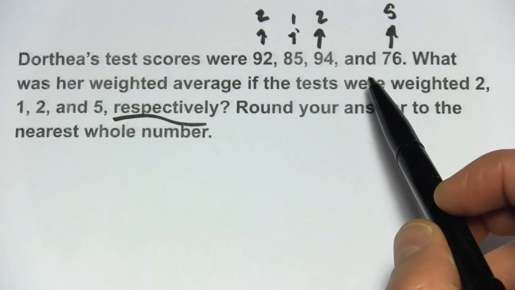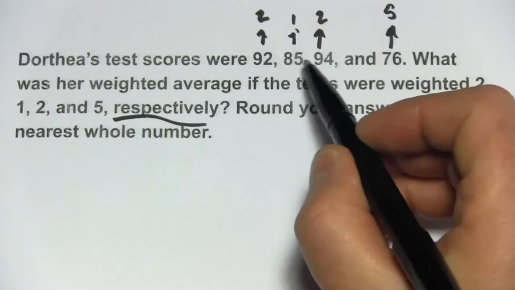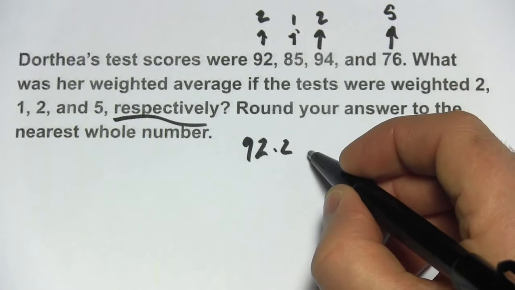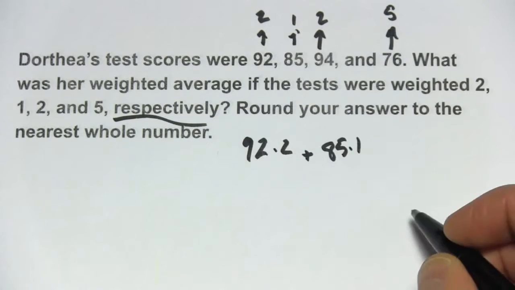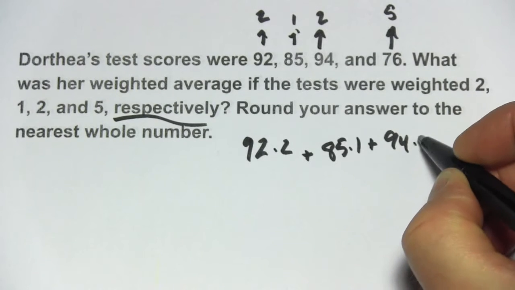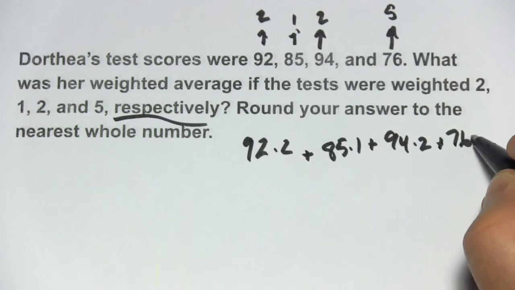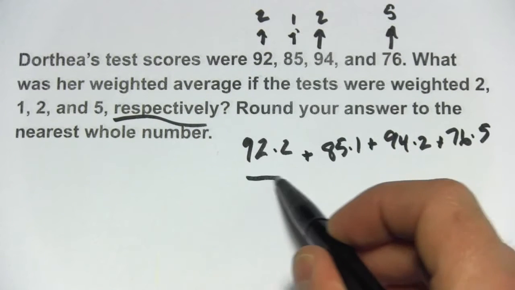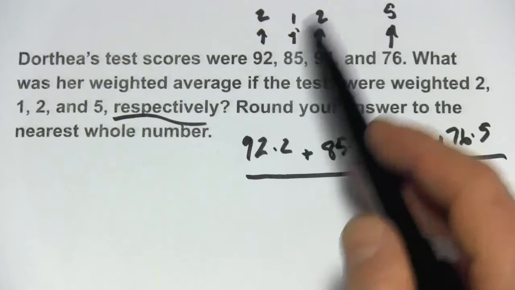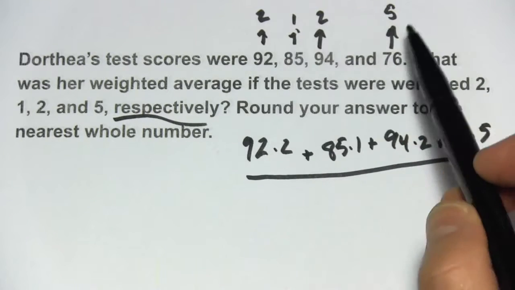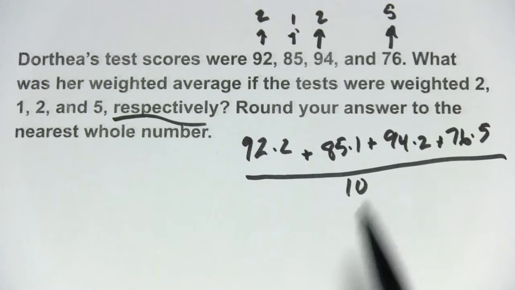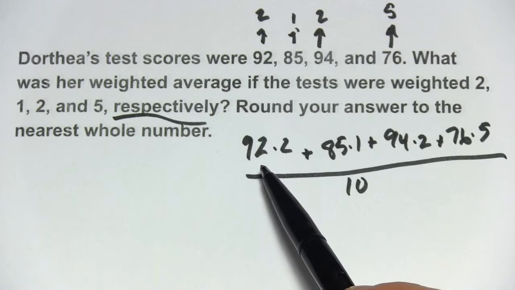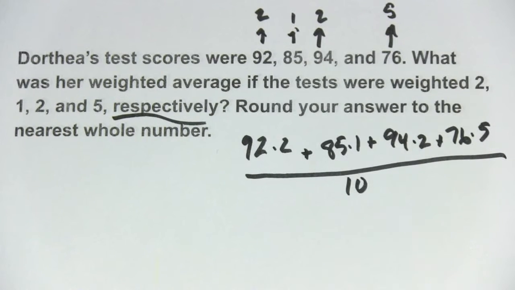Now, the way you calculate a weighted average is you multiply each of the tests by the weight. So 92 times 2, we're going to add all these together. 85 times 1, plus 94 times 2, plus 76 times 5. And then with an average, usually you add things together and then divide. We're going to divide by the number of weights. So 2 plus 1 is 3, plus 2 is 5, plus 5 is 10. So all of this gets divided by 10. So multiply the individual scores by the weight, divide by the total of the weights.